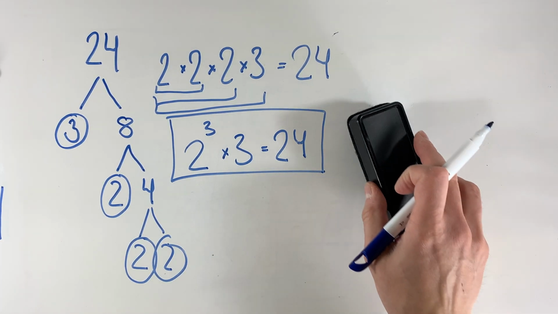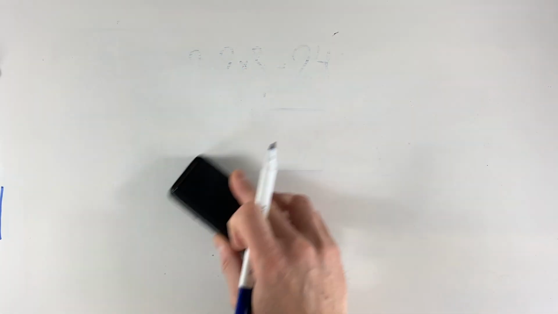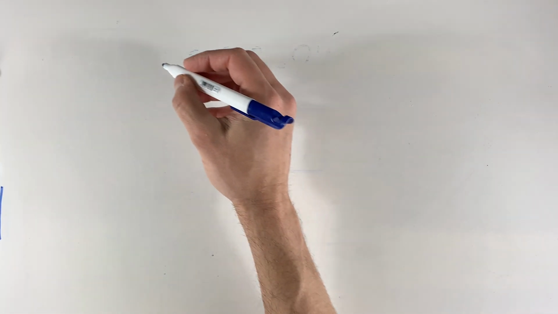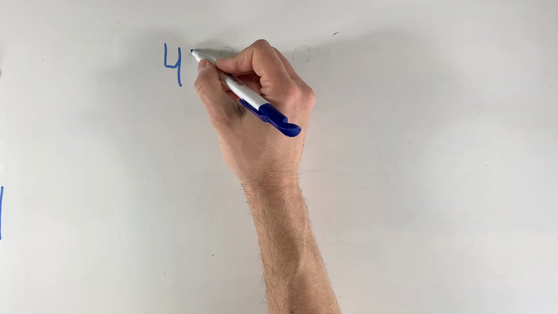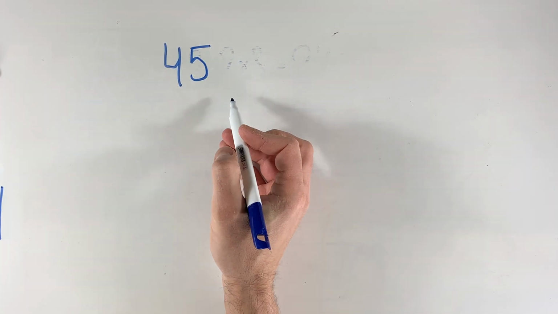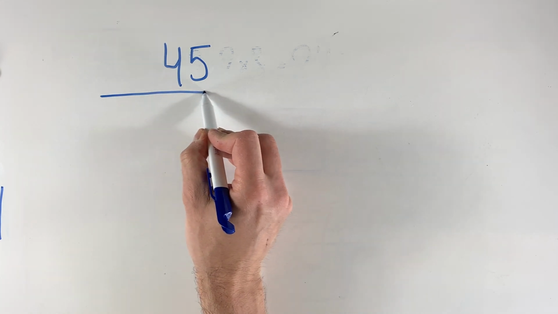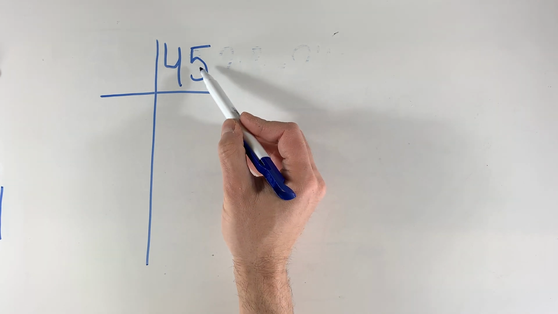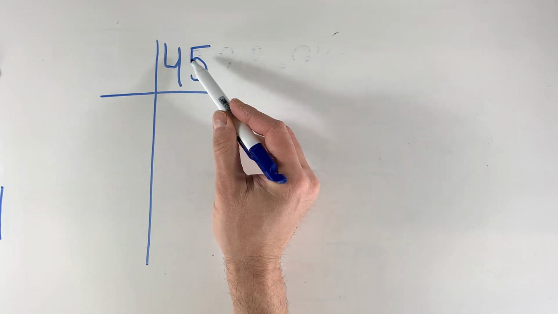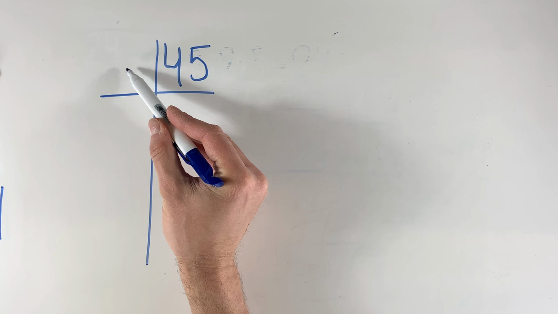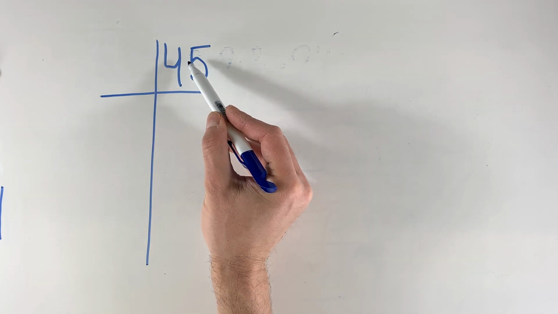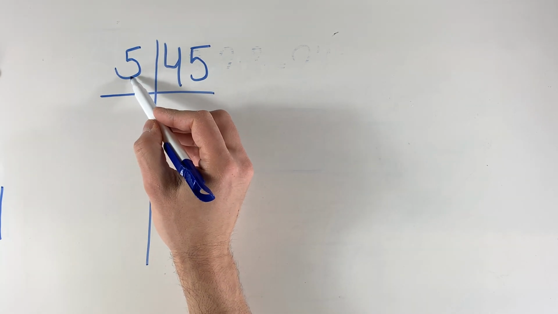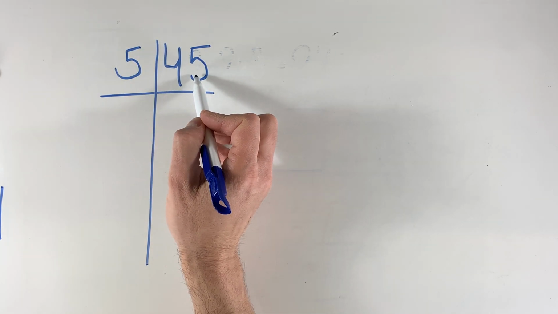So that was the first number. The second number they want us to do prime factorization on is the number 45. This time we're going to be using a different method. It's called the table method. We're going to sketch out a T-chart, a table, where we put our composite number in the top right corner. On the left, we write down a prime factor of 45. So 5 is a factor of 45 and it's a prime number, so it's a prime factor of 45.